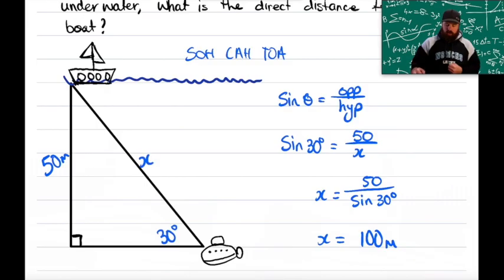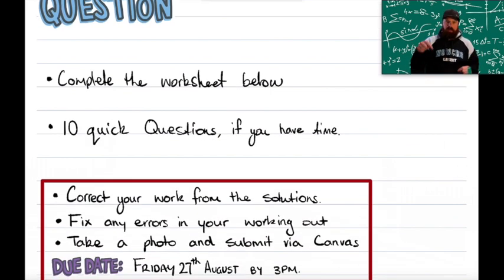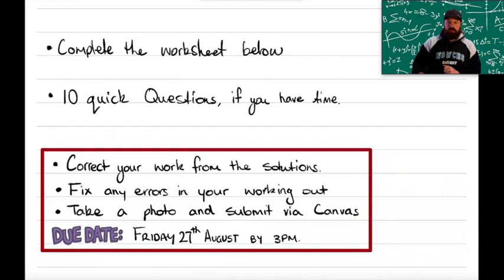All right, guys, your work for this week. If we go down, underneath this there are 6 questions that I'll actually complete in the worksheet with the solutions following after that. Also, if you have some time left at the end of this lesson, have a go at completing the 10 quick questions, and again, their answers are also below. What you need to do then is make sure you correct your work from the solutions on this worksheet, fix any errors in your working out, take a photo, and upload it to Canvas by Friday the 27th.